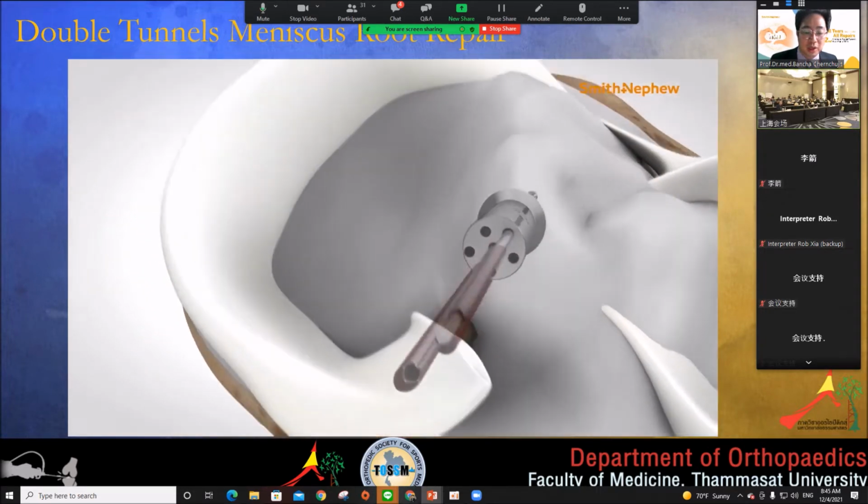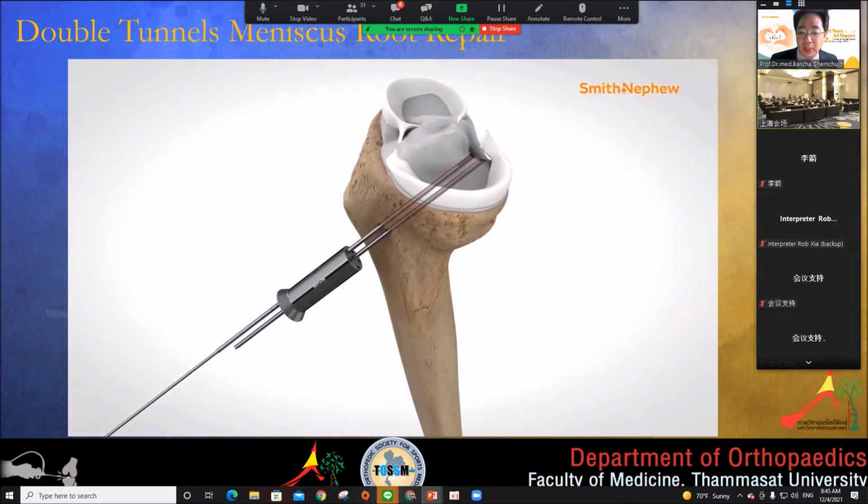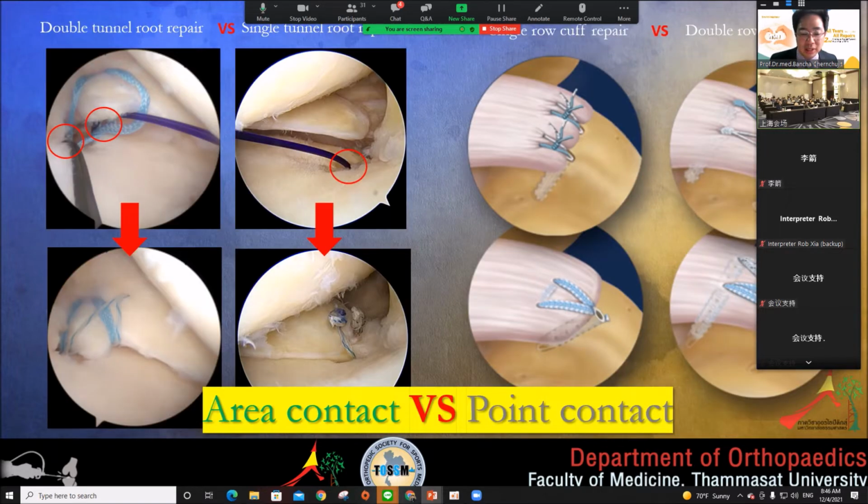So now you have two tunnels. The benefit is that you can increase the contact pressure, like you do in a double row rotator cuff repair, the same thing. It's not the point contact. First, choose whichever first pass contact.